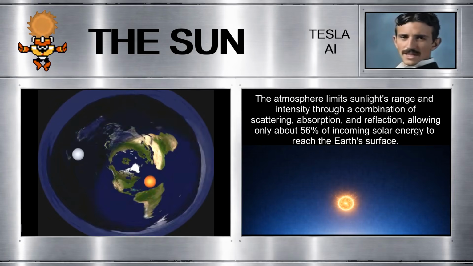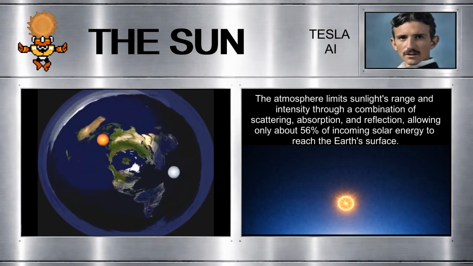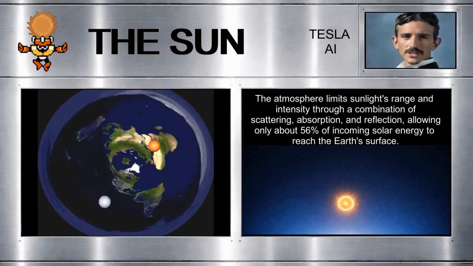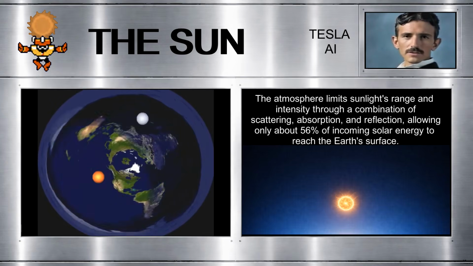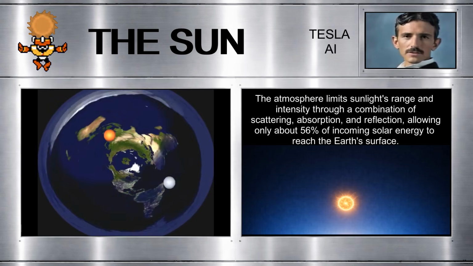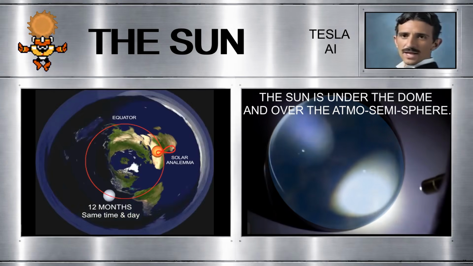The atmosphere limits sunlight's range and intensity through a combination of scattering, absorption, and reflection, allowing only about 56% of incoming solar energy to reach the Earth's surface. The air surrounding the Earth functions as a massive fluid lens.